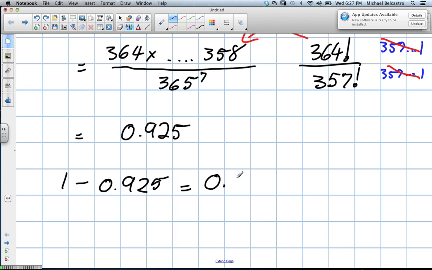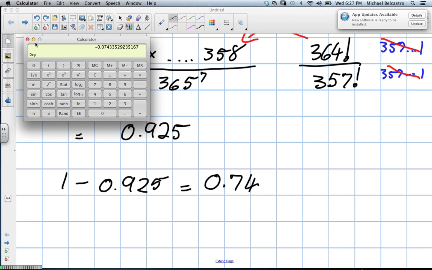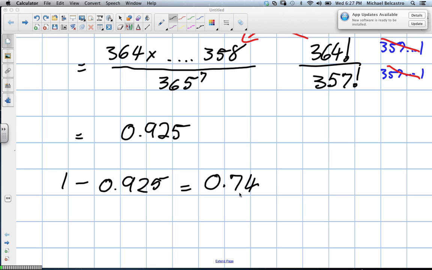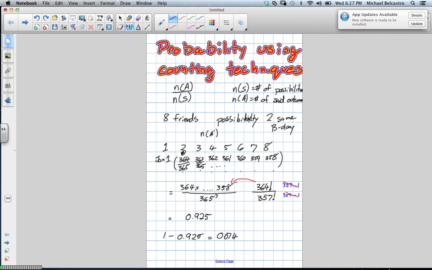I got 0.074 or something, right? And I think when it rounded, 0.074, yeah. Which is exactly what they were looking for in this book. Okay, so a lot of thinking goes into setting this one up.